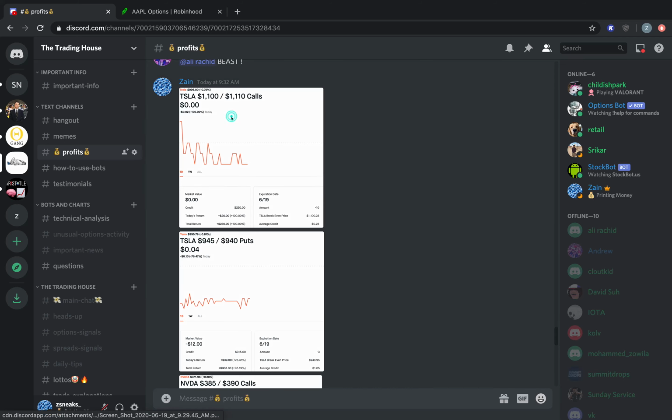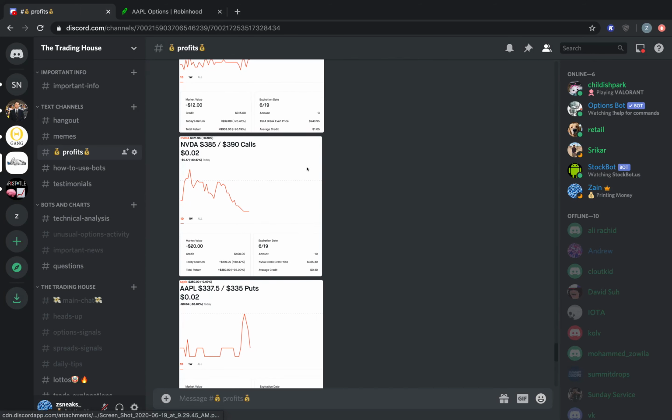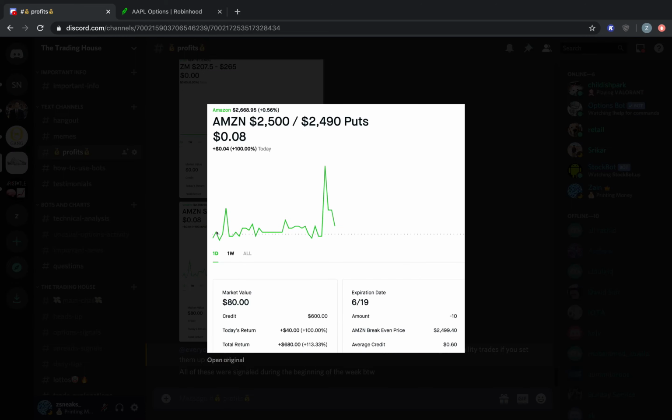So this is the Tesla 1100, 1110 calls, and I think the biggest profit we pulled from a spread was, yeah, this Amazon put credit spread yielded us $680. This is a good one.